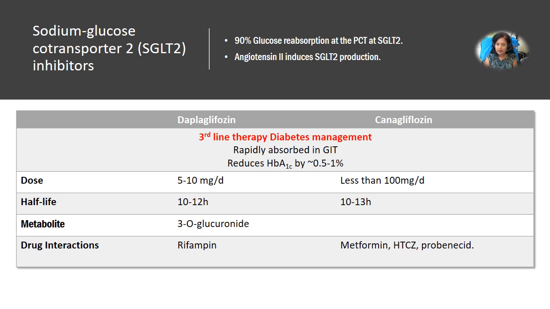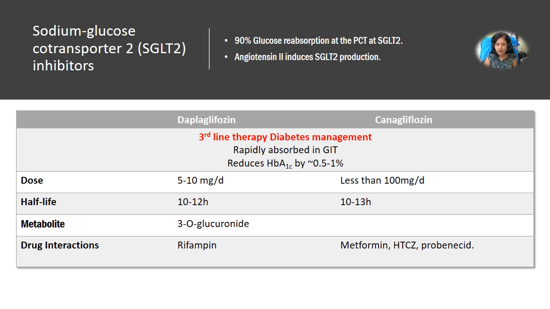Also, the use of SGLT2 inhibitors for the management of diabetes mellitus has been approved as a third-line therapy. These two agents, dapagliflozin and canagliflozin, have been approved in the USA. They are rapidly absorbed through the gastrointestinal tract, and they have been shown to reduce HbA1c by about 0.5 to 1%. SGLT2 inhibitors are not approved for diuretic purposes, but they have diuretic activity by increasing sodium and glucose excretion, or loss, in the urine.